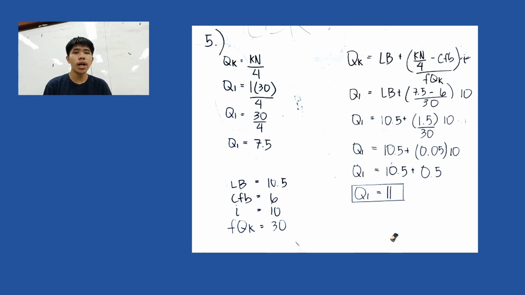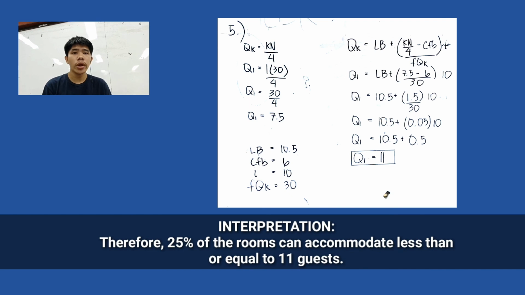To interpret our answer, therefore, 25% of the rooms can accommodate less than or equal to 11 guests.